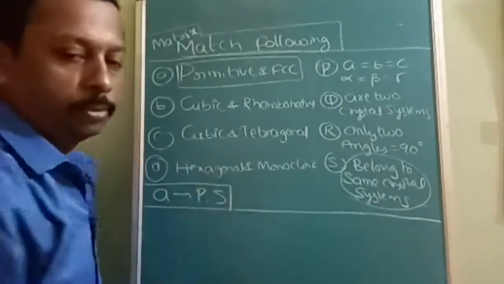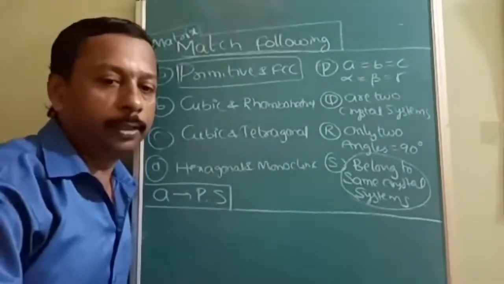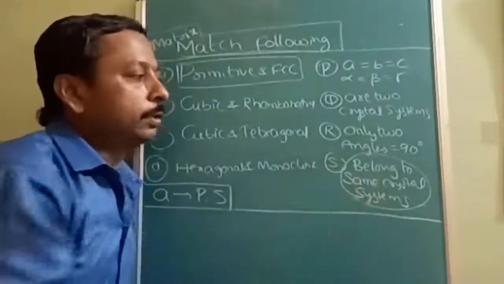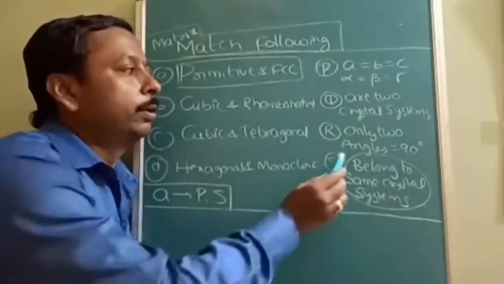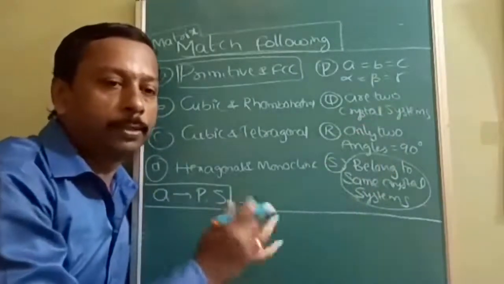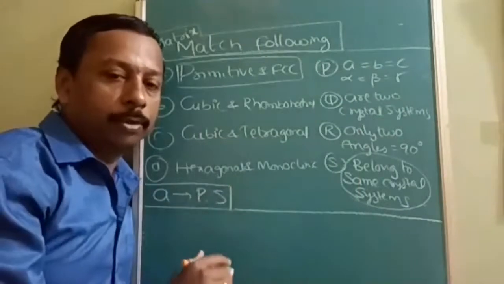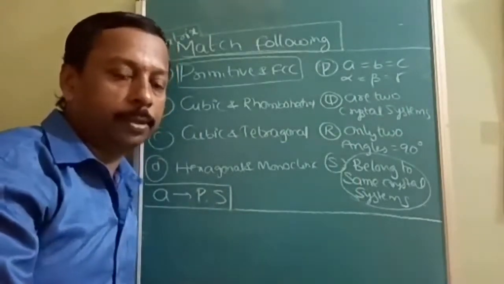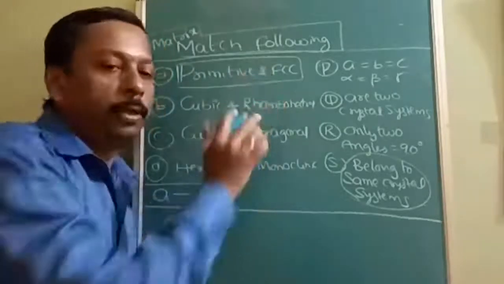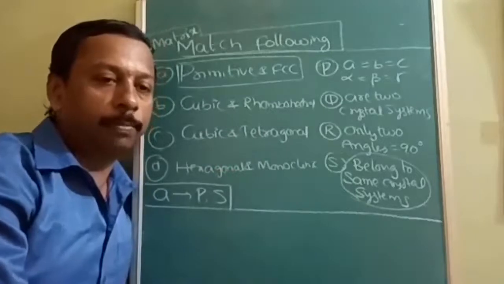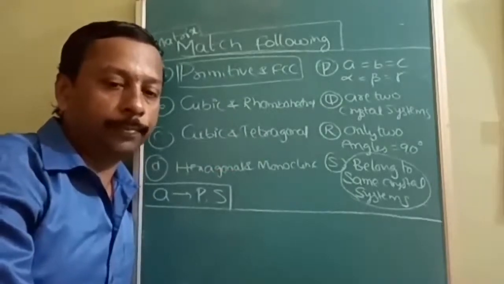Like that you have to try. Okay, A answer is what? Here it is given only two angles are same. Are they two different crystal systems? No. Different crystal system means the seven crystal systems I have told you. They should have to be different, two different systems. They both belong to the same system. Okay, so the answer for A will be P comma S only.